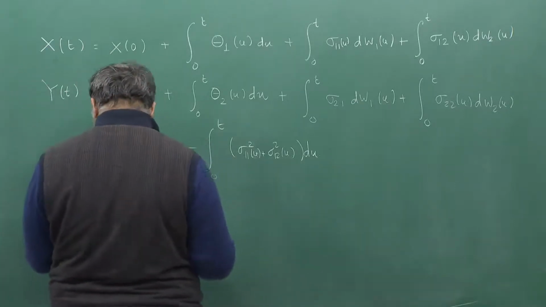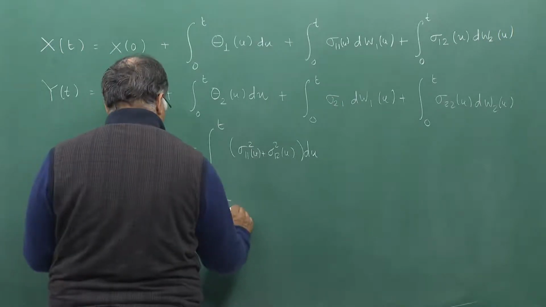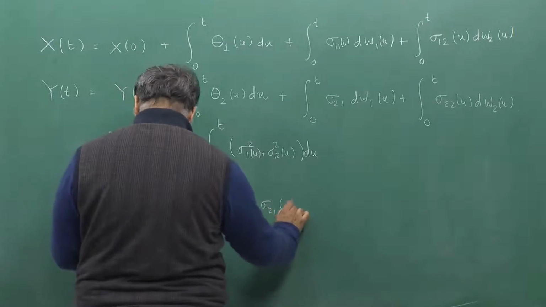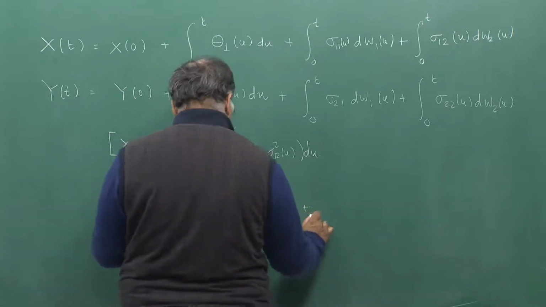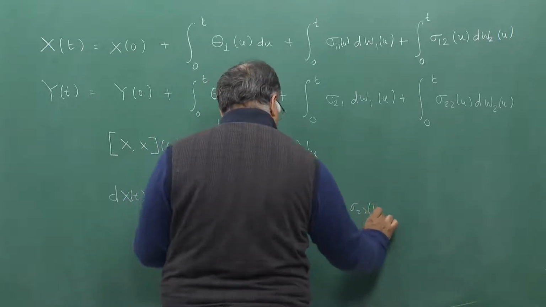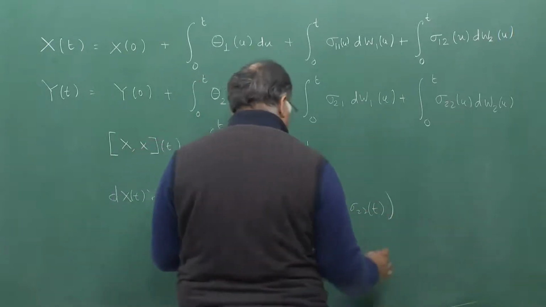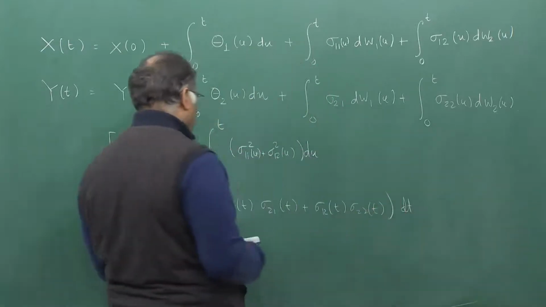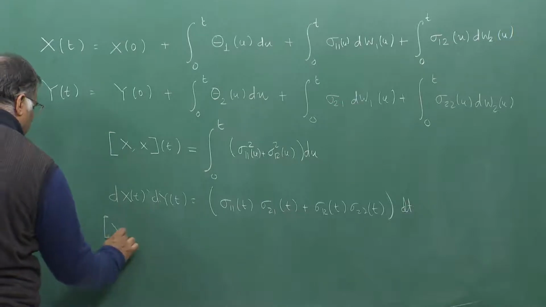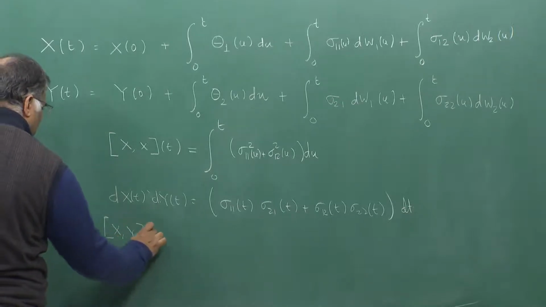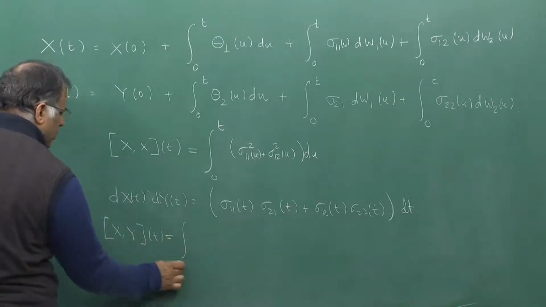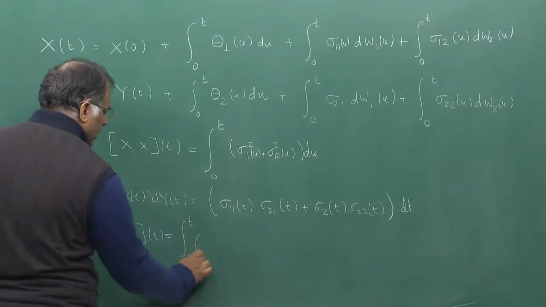Then this would turn out to be sigma_11(t) sigma_21(t) plus sigma_12(t) sigma_22(t), this whole thing dt. Basically, if you want to write it like this, so it is not 0, you see. So, you want to write it like this. So, this cross quadratic process is a stochastic process given like this.